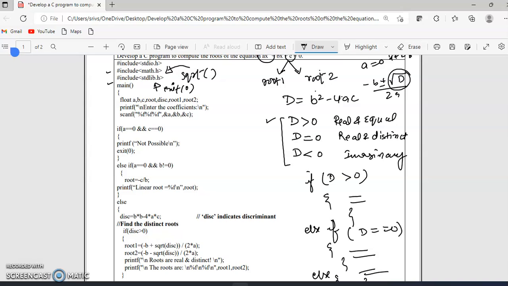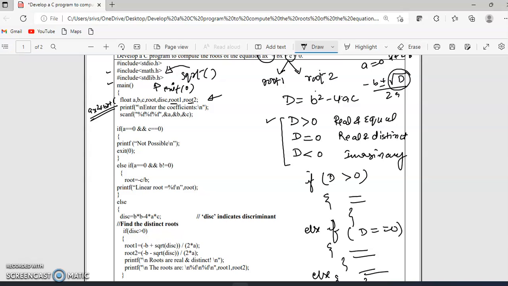Now we are writing the main function, and this is the variable declaration part. The quadratic equation is ax square plus bx plus c, so all these a, b, c are the coefficients. We are taking everything as float only. And then disk is for calculating the discriminant. Disk is a variable name; you can take d or discriminant, any valid identifier.